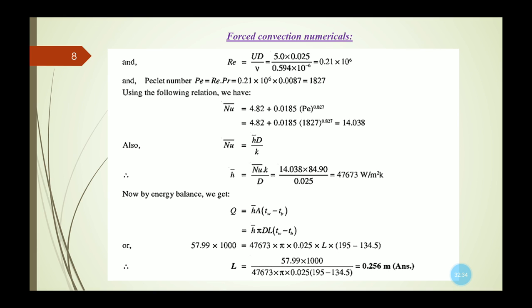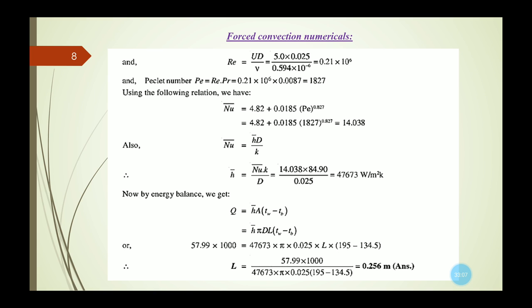The Peclet number, which is the multiplication of Reynolds number and Prandtl number, we are getting as 1827. Now for this value of the Reynolds number and Peclet number, we need to apply this correlation of Nusselt number, which we need to remember: Nusselt number equals 4.282 plus 0.0185 into Peclet number to the power 0.827. This is applicable for this value of the Reynolds number in case of turbulent flow and this range of the Peclet number. From this correlation you can calculate the Nusselt number, which we are getting as 14.038.